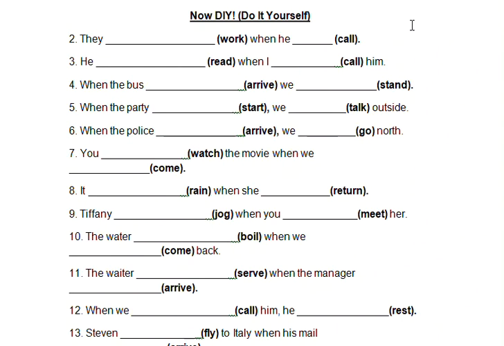How can you identify when to use the future continuous and when to use the simple present? You need to identify the time clause. Okay? Remember that the time clause is the clause that begins with a time expression. Which ones are the time expressions we're going to use? Most of them are going to begin with the expression when, okay?